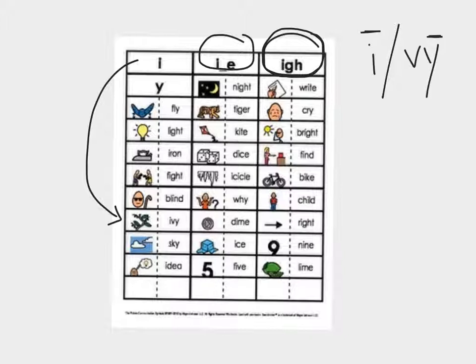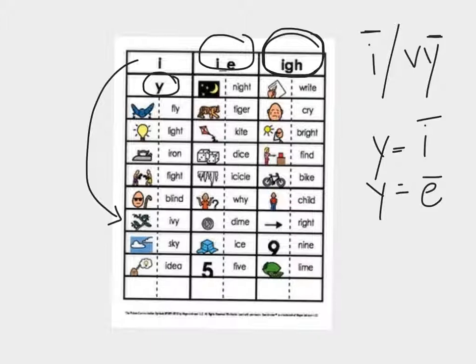Now the last one here is that Y, how this Y can sometimes make the long I sound, or it might make the long E sound. But on our list today, you're going to notice that it's making that long I sound, the Y. So find a word on our list that's making the long I sound. Okay, did you find the word sky? You hear the I at the end of that one, and when you look at the word fly, you hear that the Y is making a long I sound.